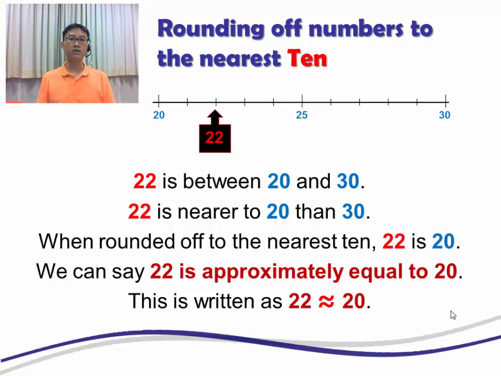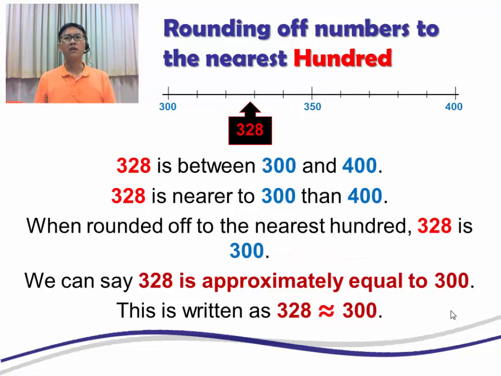And how do we say it? We say that 22 is approximately equal to 20. The mathematical sign is the two wavy lines that you see there. When we round off to the nearest 100, it's the same. We are counting in terms of hundreds, so 100, 200, 300, and so on. So 328 is in between 300 and 400. Looking at the number line again, 328 is nearer to 300 as compared to 400. So when rounded off, 328 is approximately equal to 300.